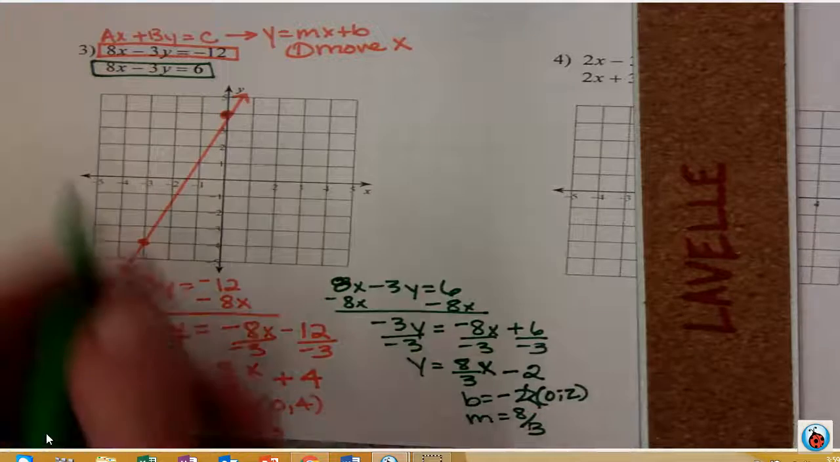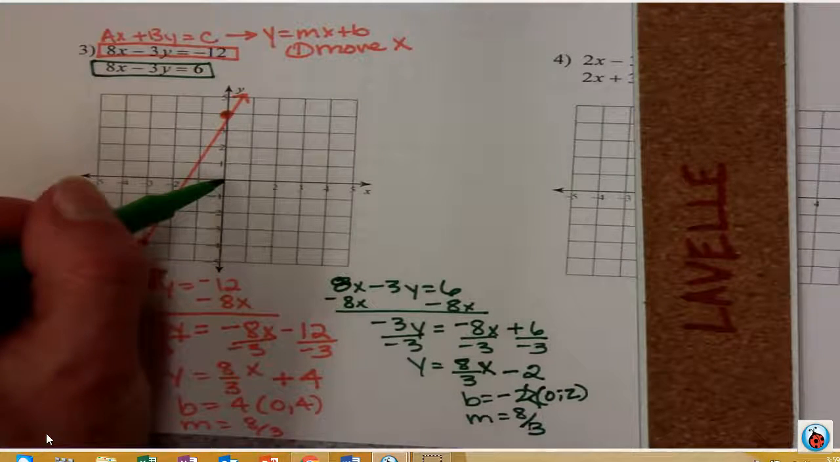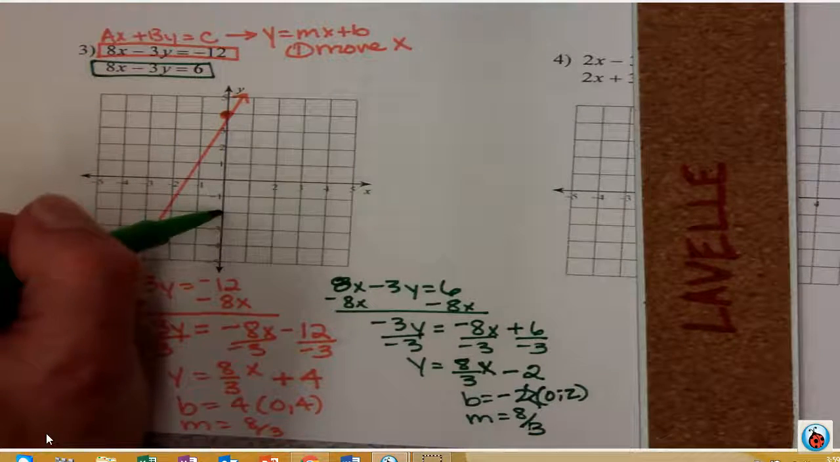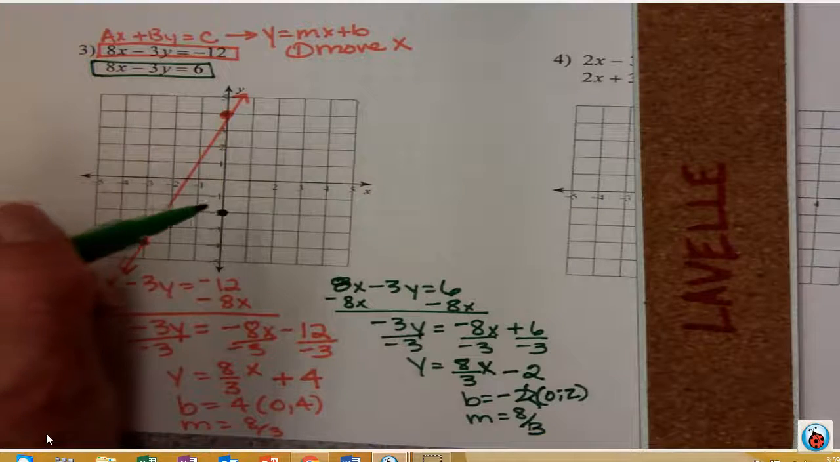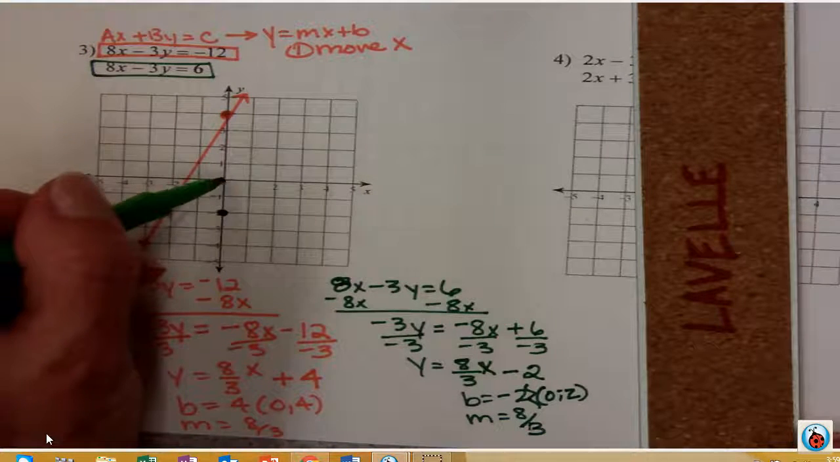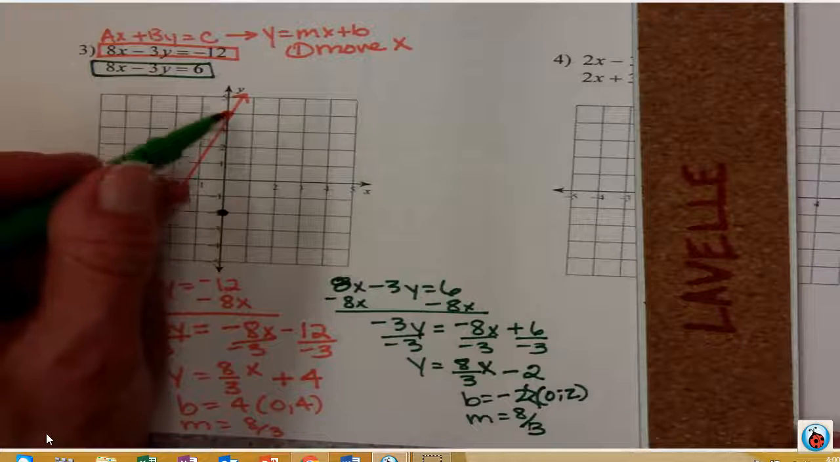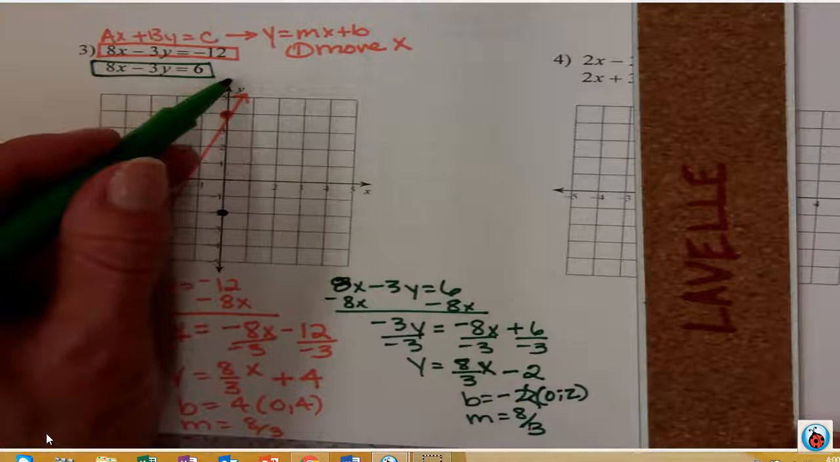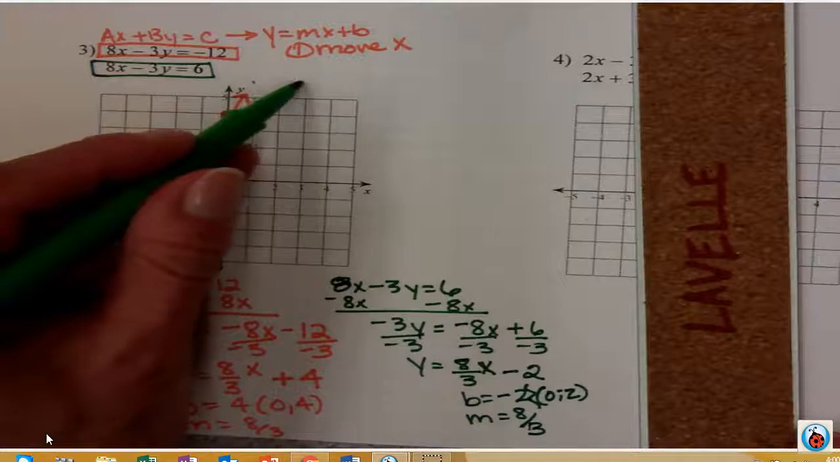It's kind of a mess. All right, but you know what I mean. So when x is 0, y is negative 2. And I'm going to go up 8. 1, 2, 3, 4, 5, 6, 7, 8. That's off the grid. Over 1, 2, 3.